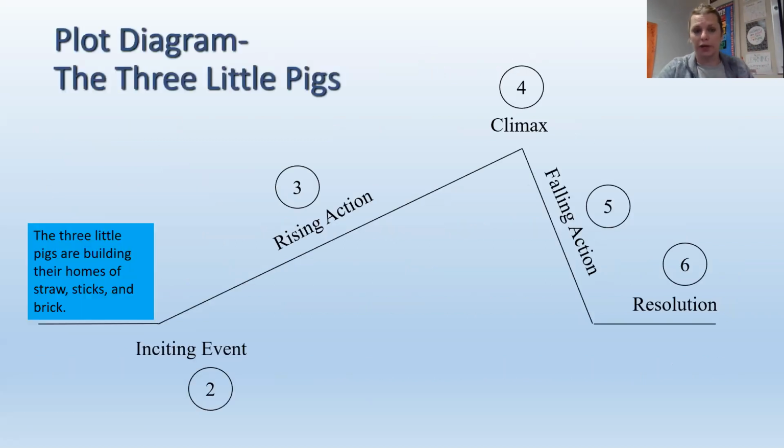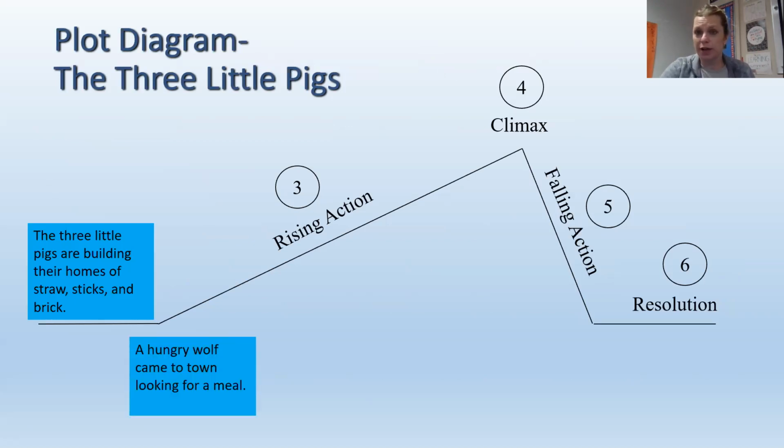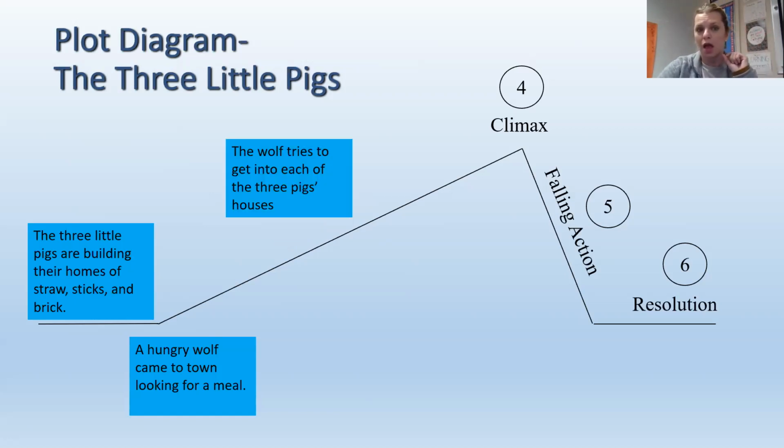So let's look at the 3 little pigs. Our exposition is the 3 little pigs are building their homes of straw, sticks, and brick. The inciting event, the thing that starts the conflict, is a hungry wolf came to town looking for a meal. That's the problem that our 3 little pigs, our protagonists, our main characters, are having to deal with. The wolf tries to get into each of the 3 pigs' houses. He is the antagonist. That is the rising action, and it happens 3 times. So he goes to straw, then sticks, and then finally brick.